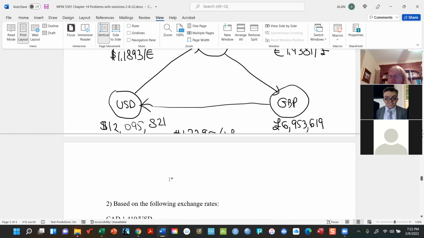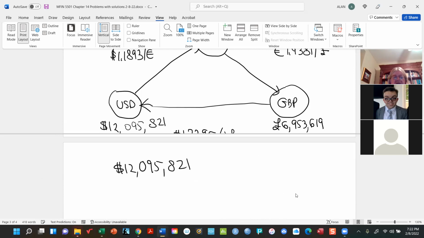All right, let's just quickly run through that. And at the end, if you have more than 10 million euros, you made money. If not, that means you go back to the circle, the triangle, I should say, and go the opposite direction, and you're all set.